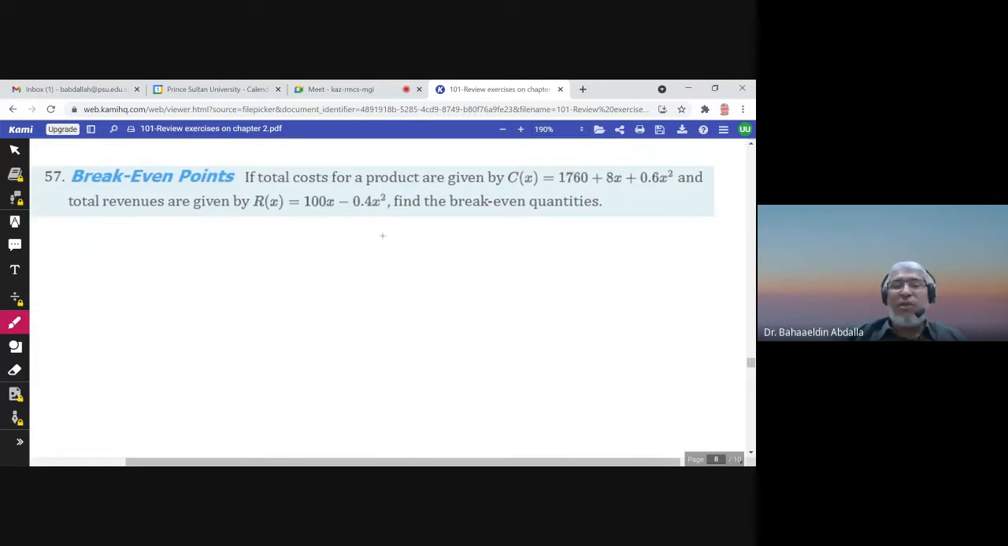Break-even points. This is the total cost, a quadratic function. The total revenue is also a quadratic function. Find the break-even quantity. The break-even quantities, we find them when the cost equals the revenue. So I put the cost equal to the revenue.